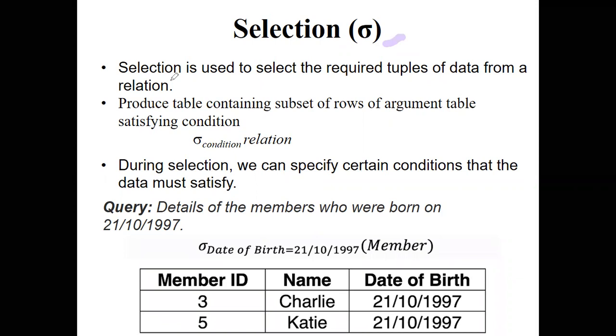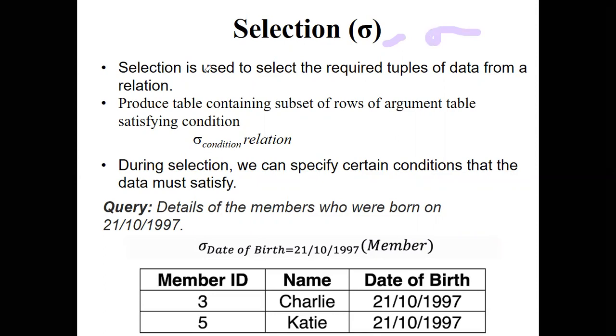So whenever we have to retrieve the tuples from the relation, what do we have to do? We have to give the condition. So what is the symbol we use to perform the selection operation? That is sigma. We have to write it like this, sigma.